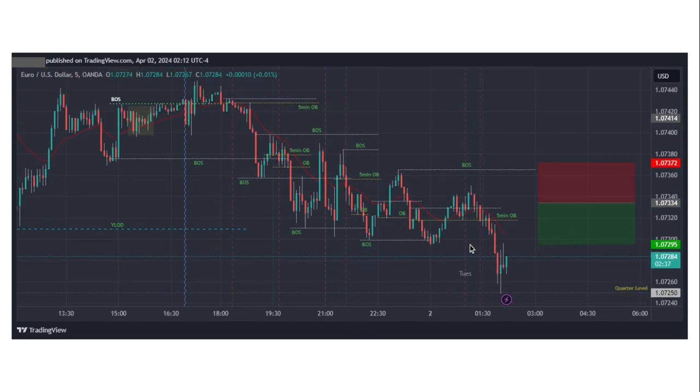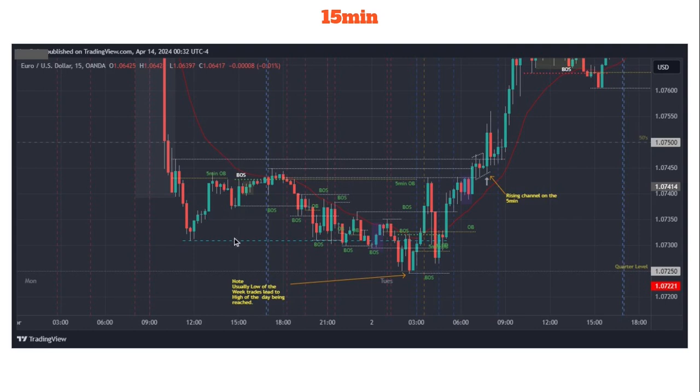Price eventually reaches take profit. This is a one-to-one risk to reward trade. Most of my trades are a one-to-one risk to reward, and then depending on how price plays out, it could be a 1-to-2.